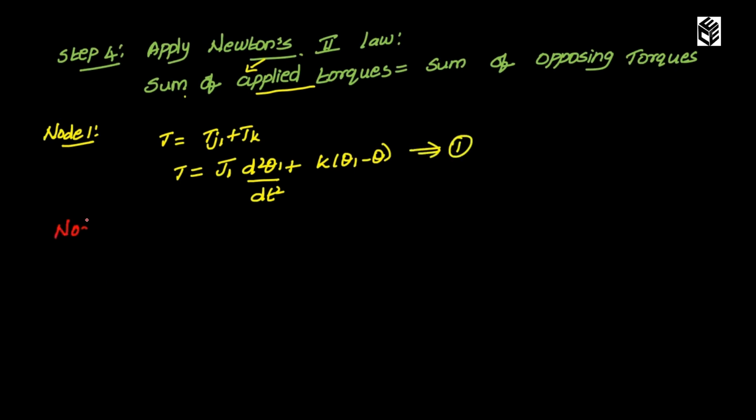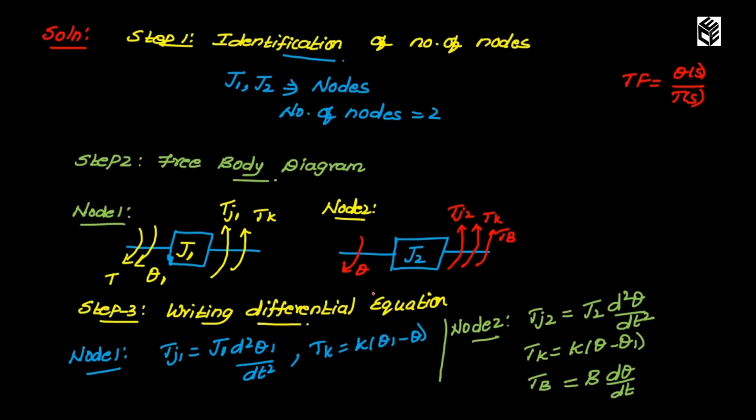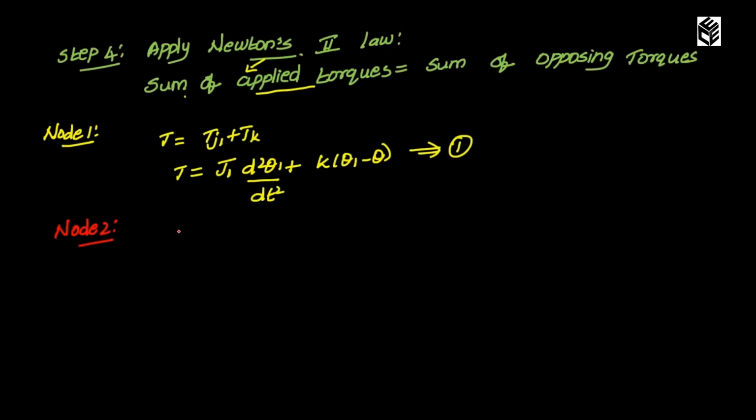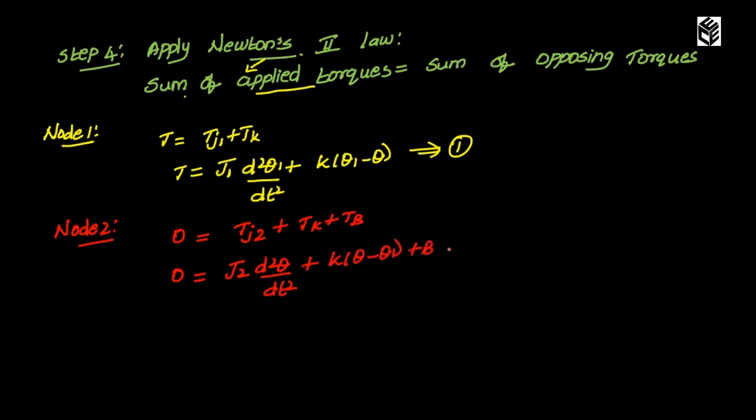Now I am going to apply Newton's second law for node 2. For node 2, we don't have any applied torque. We only have opposing torques, correct? So, the applied torque value is 0. The opposing torques are Tj2 plus Tk plus Tb. On applying the values, 0 is equal to J2 into d square theta divided by dt square plus K into theta minus theta 1 plus B into d theta divided by dt. I am taking this as equation number 2.